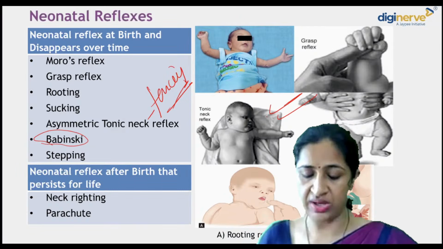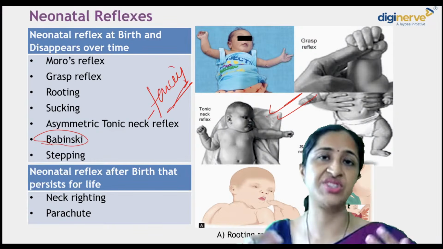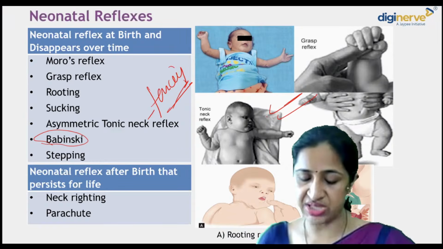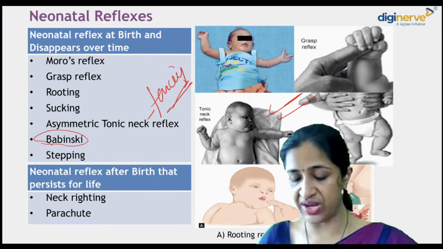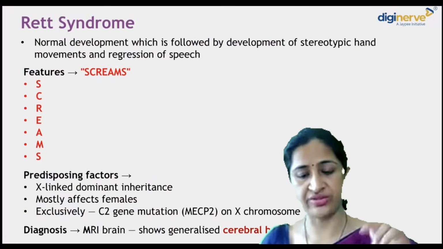This is below 1 year of age. Stepping, placing reflexes, all these are reflexes which disappear when the child starts standing and crawling. So they disappear by 5 to 6 months of age. Neonatal reflexes that persist for life after birth: neck righting reflex, called the Landau reflex, and the parachute reflex.